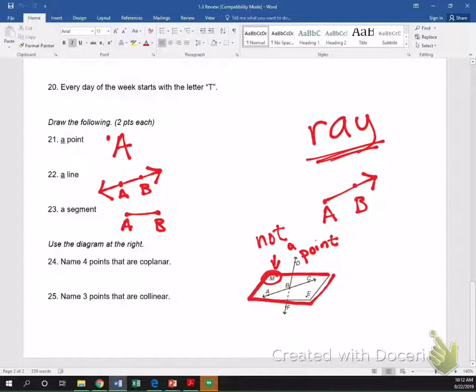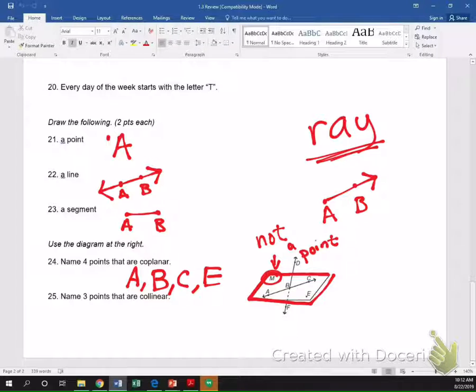Name 4 points that are coplanar. So 4 dots on that flat surface that I just outlined in red. A has a dot next to it, it's a point. B has a dot next to it, it's a point. C and E, not M. So coplanar, same plane.